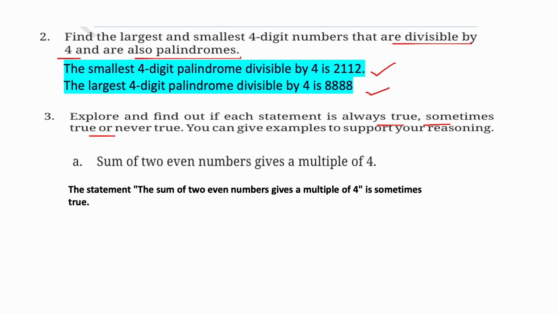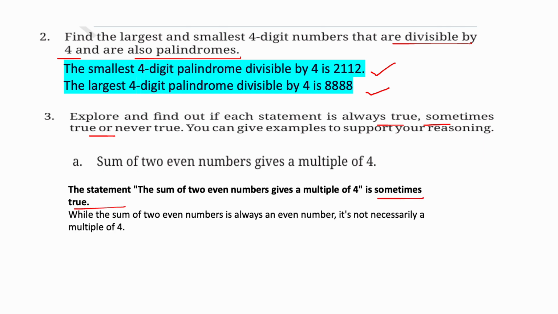The statement, the sum of two even numbers gives a multiple of 4, is sometimes true. While the sum of two even numbers is always an even number, it is not necessarily a multiple of 4. See this example: 2 plus 6 is equal to 8. Here, 2 and 6 are even numbers. Their sum is also an even number, and 8 is also a multiple of 4. This is a true case.